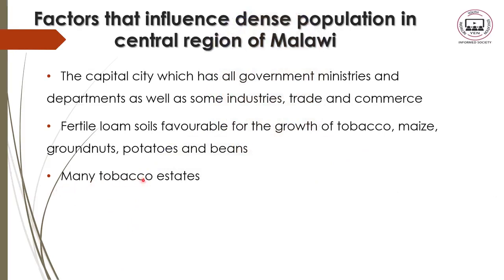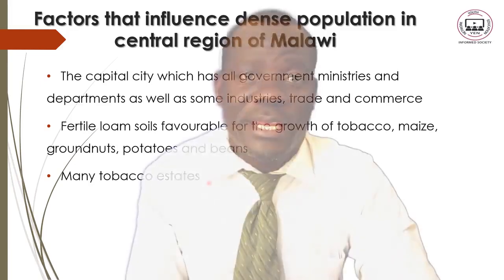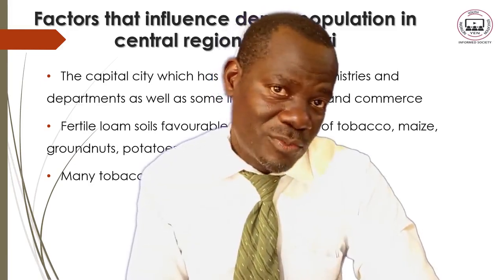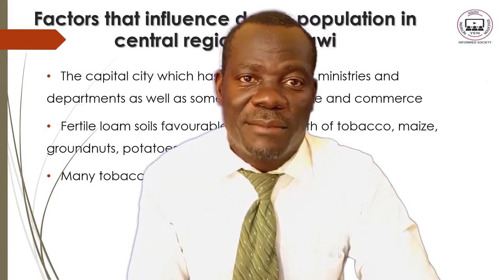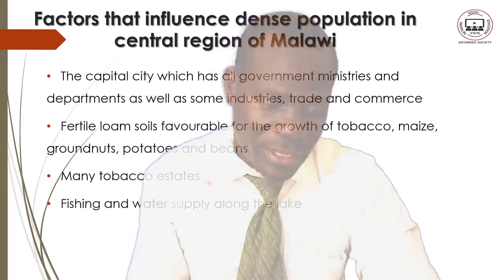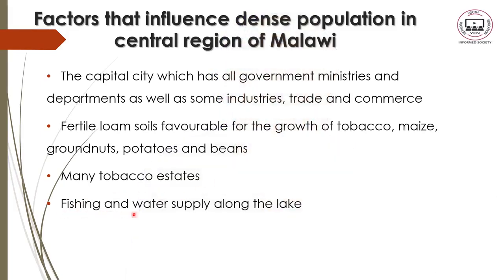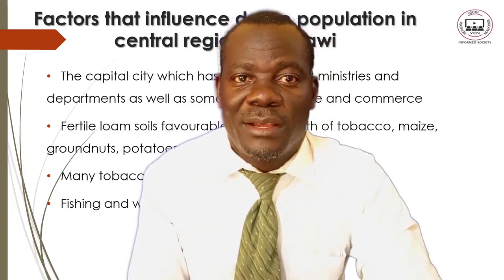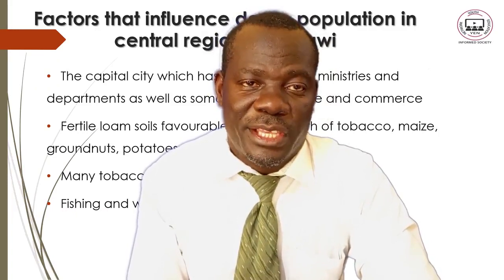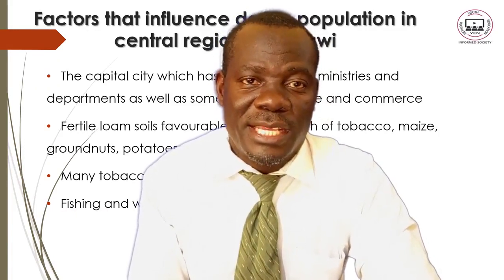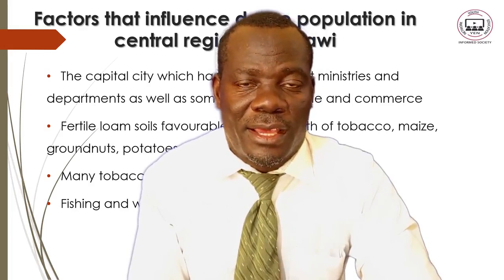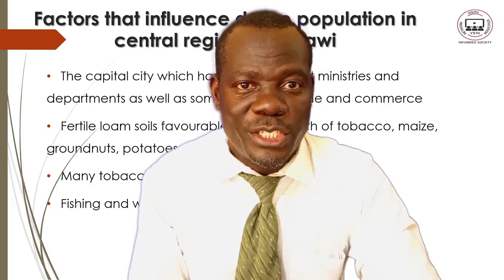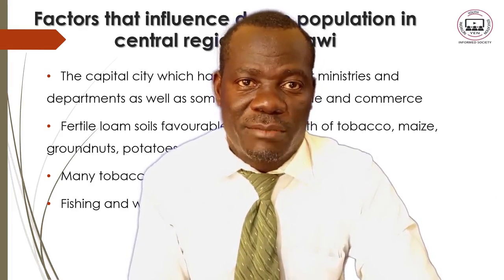And also many tobacco estates in the central region. We have so many tobacco estates. Because of that, we see there is high population growth. And fishing and water supply along the lake. We also see that in areas like Salima and Kota, people are embarking on fishing there. As a result, in all those areas there are a lot of people because of the fishing that is taking place there.